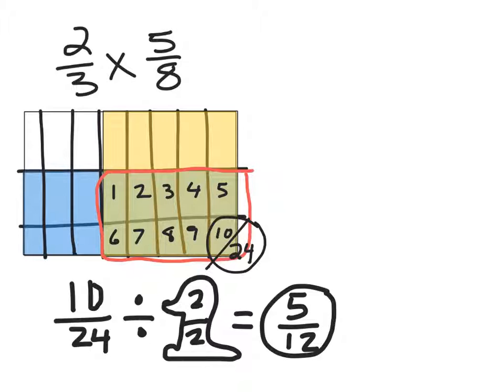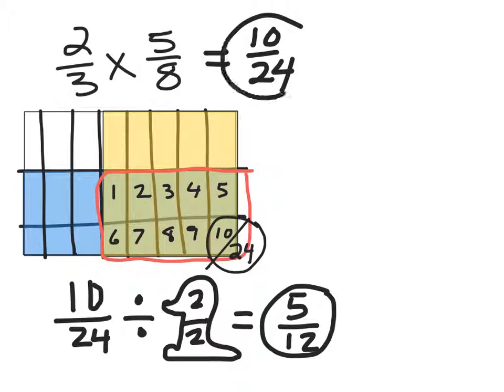All right, let's go ahead and now just solve with the algorithm. The algorithm is super simple, my friend. All you do is multiply the numerators, and then you multiply the denominators. So let's go ahead. 2 times 5 will give me 10. And then 3 times 8 will give me 24. And there you have it.